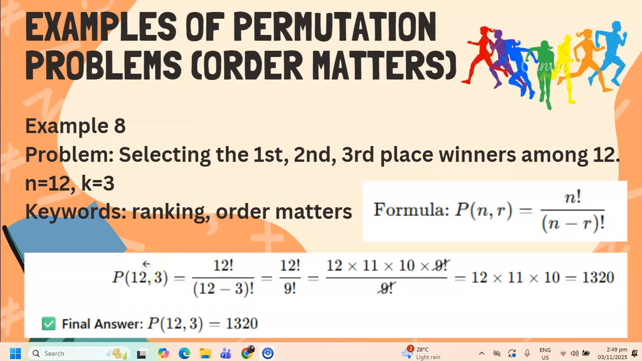Right, so example number 8 for permutation, selecting the first, second, third place winners among 12 contestants. So how many contestants are there all in all? 12, so N is equal to 12. And how many winners are we expecting to have? 3, so R or K is equal to 3. And this is permutation because of the keyword ranking. Reason, different ranks produce different outcomes, so order matters.